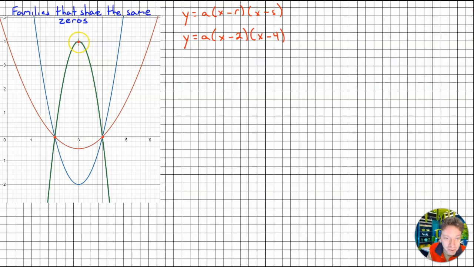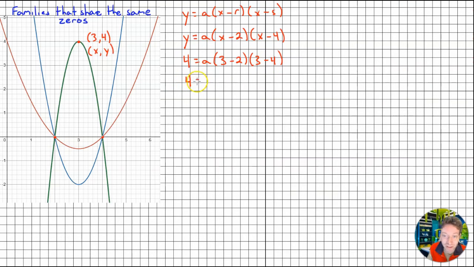So we're going to pick an easy point. It doesn't have to be the vertex, but in this case, the vertex is a pretty easy point, right? It's the point 3 and 4. So our coordinate is x and y. So we're going to sub those into this equation. So y equals 4, which is a, times x is 3, so 3 minus 2. And again, x is 3, so 3 minus 4.